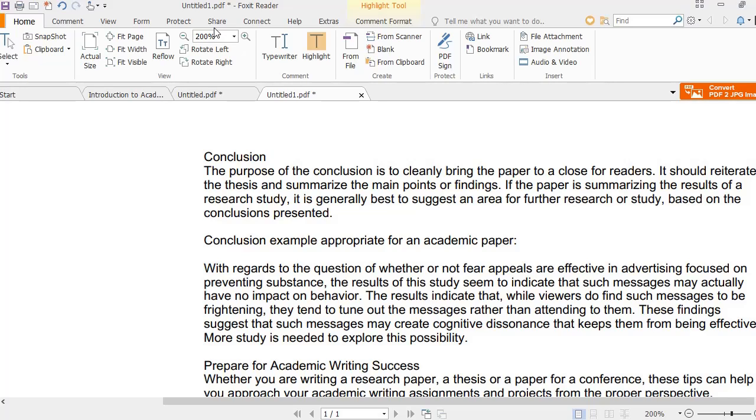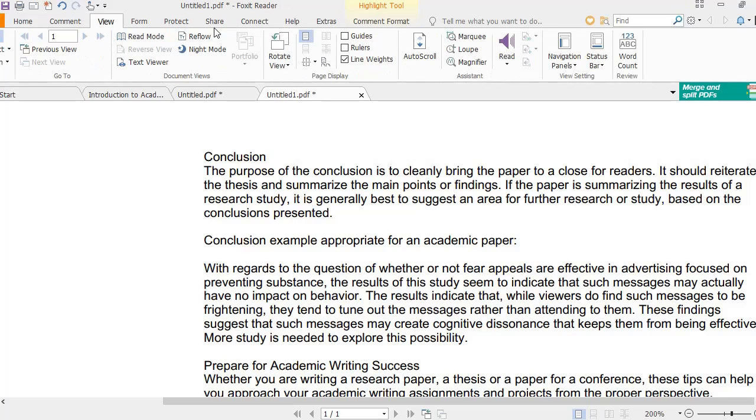With regards to the question of whether or not fear appeals are effective in advertising focused on preventing, the results of the study seem to indicate that such messages may actually have no impact on behavior. The results indicate that while viewers do find such messages to be frightening, they tend to tune out the messages rather than attending to them. These findings suggest that such messages may create cognitive dissonance that keeps them from being effective. More studies are needed to explore this possibility.